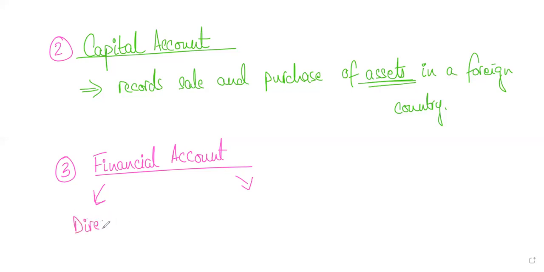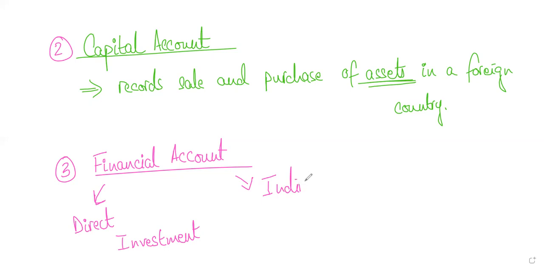Now, all investments, as I was telling you, will be divided in two categories: direct investment, and the other one is known as indirect investment. It's also called portfolio investment. So it will be direct investment or indirect investment, which is also known as portfolio investment, right?